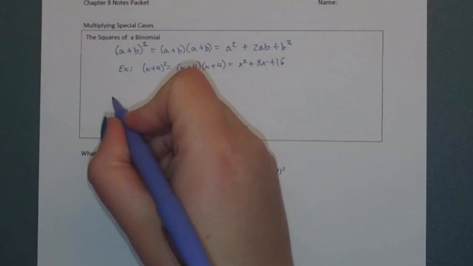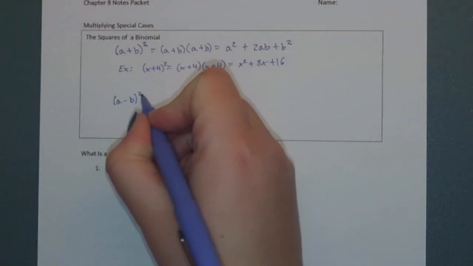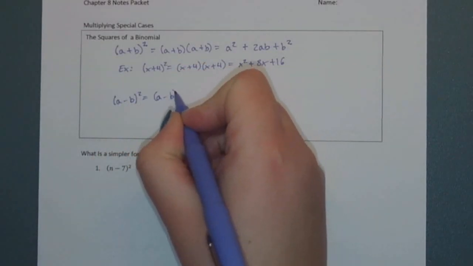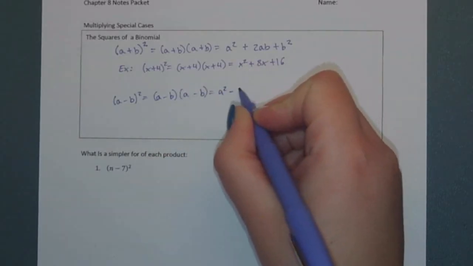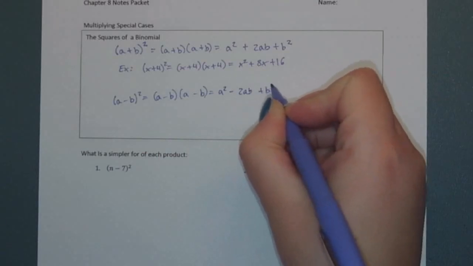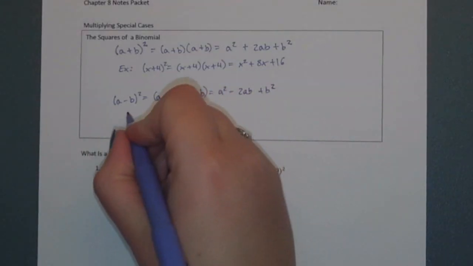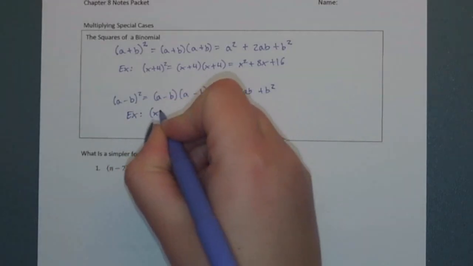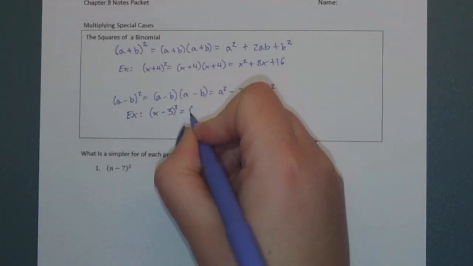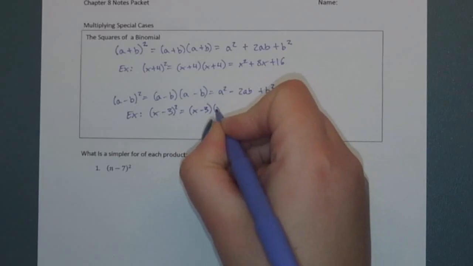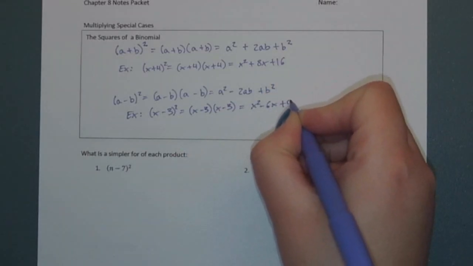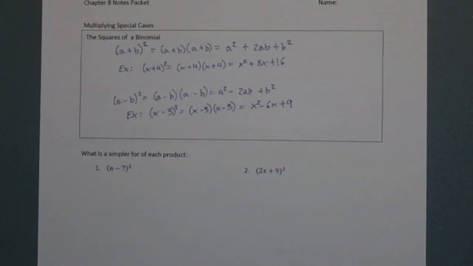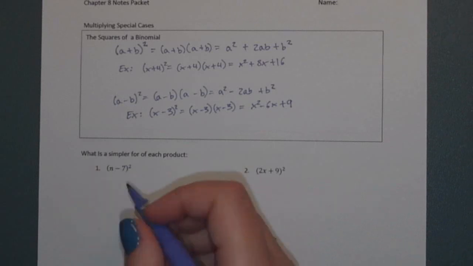Or an alternative being we have a minus b squared, which also means we have two parentheses. Both parentheses are still the same. We can multiply those out and get to here. Let me give you another example here. Let's say we have x minus 3 squared. That means both of our parentheses are x minus 3. Multiply it together, and we get here. So for number 1, let's say we have n minus 7 squared.